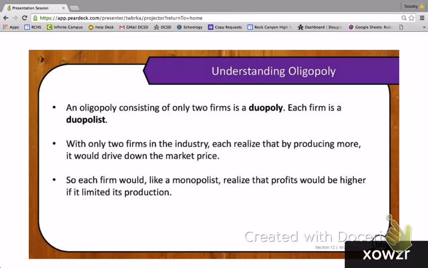So let's begin with an example of what we call a duopoly. Instead of a few firms competing against each other, let's simplify it and say that there are only two large firms competing against each other. And when this happens, it's called a duopoly, and each firm is called a duopolist. And with only two firms in the industry, each realizes that producing more would drive the market price down. Okay? So each firm would, like a monopolist, realize that profits would be higher for both of them if each of them limited their production of a particular good.